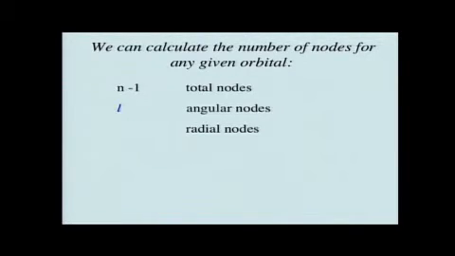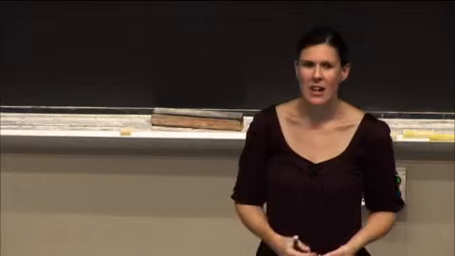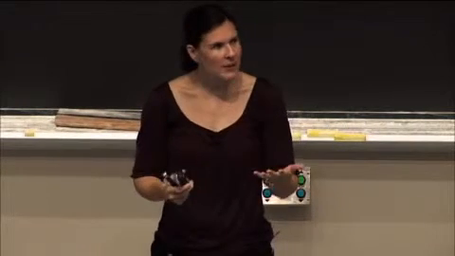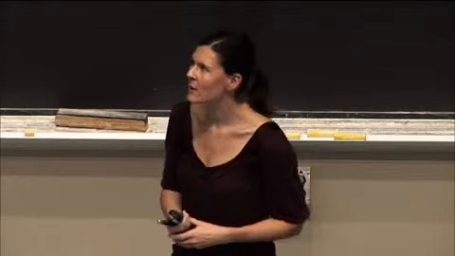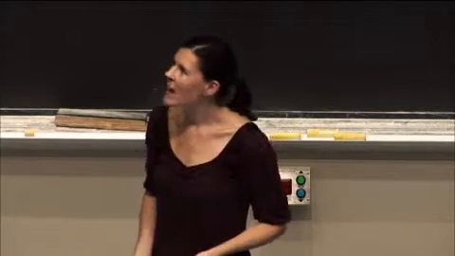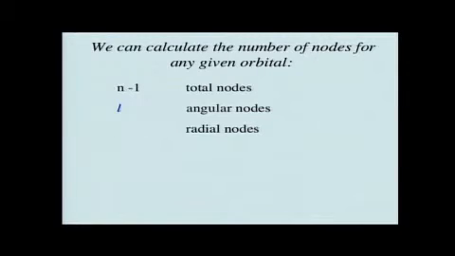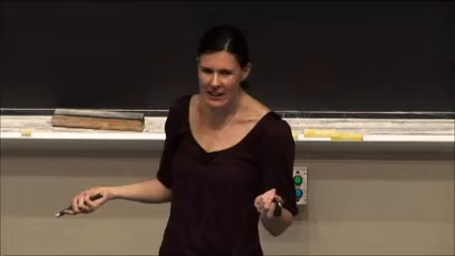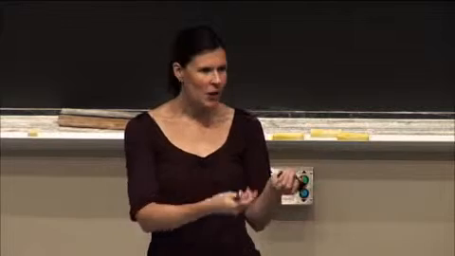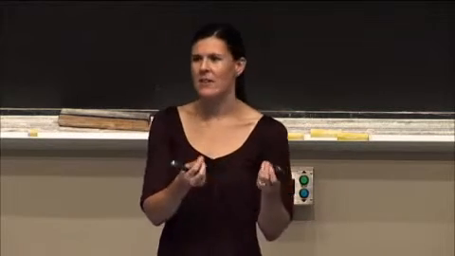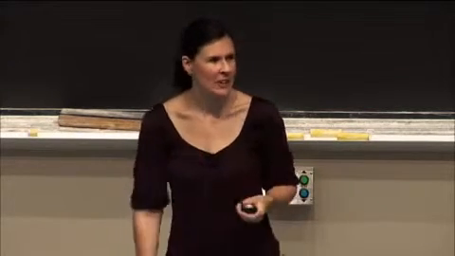And when we talk about angular nodes, the number of angular nodes we have in an orbital is going to be equal to L. So that's why we saw, for example, in the p orbitals, we had one angular node in each p orbital because L is equal to 1 there. And we talked about the equation you can use for radial nodes last time, and that's just n minus 1 minus L. You can go ahead and use that equation, or you could figure it out every time, because if you know the total number of nodes and you know the angular node number, then you know how many nodes you're going to have left. So you don't really have to memorize that.